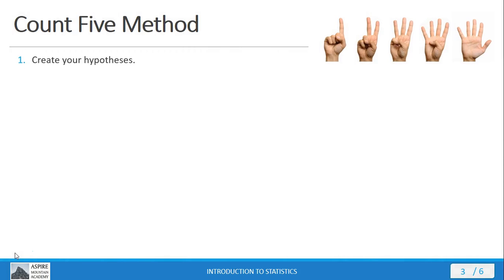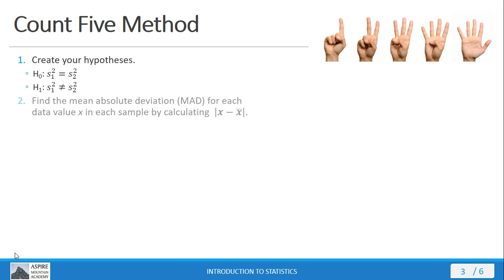To start off, our first step is to create the hypotheses. The null hypothesis will always be the same. We're going to say that the variances are equal to each other, because that's what a null hypothesis is, a statement of equality. Then our alternative hypothesis is typically the same as well, only it's the complement of that. We're going to say that our variances are not equal to each other. This is pretty standard when you're using the Count 5 method, so your hypotheses are pretty much fixed.